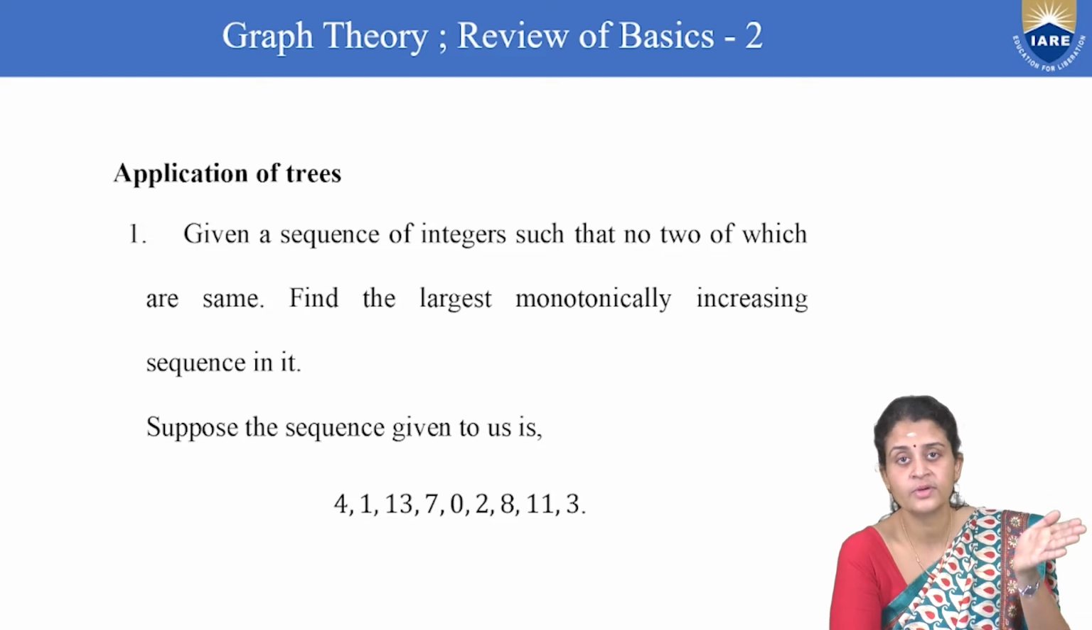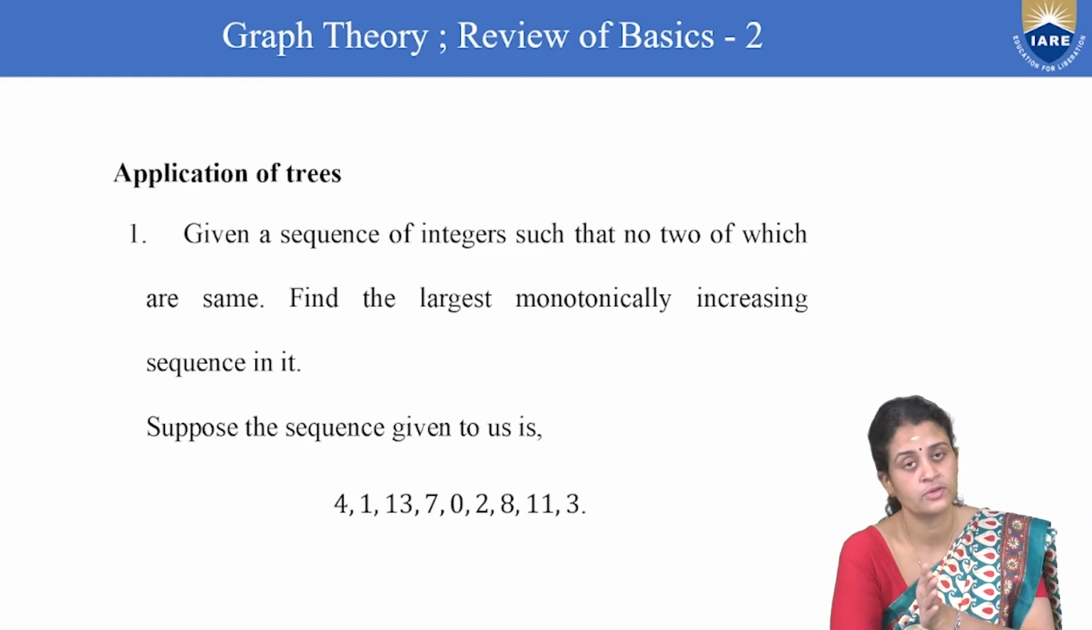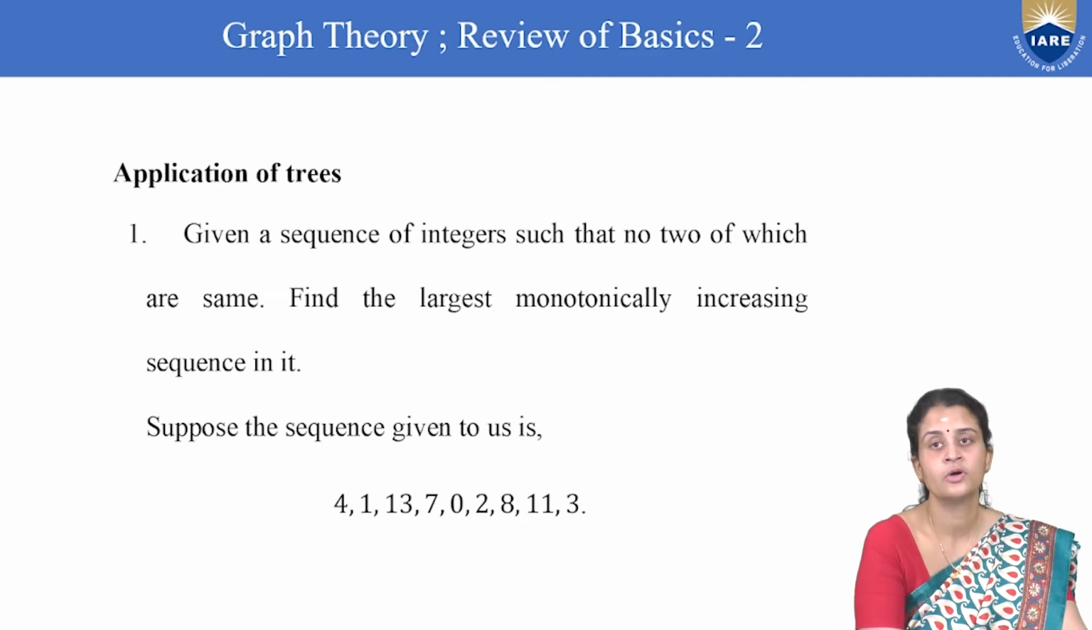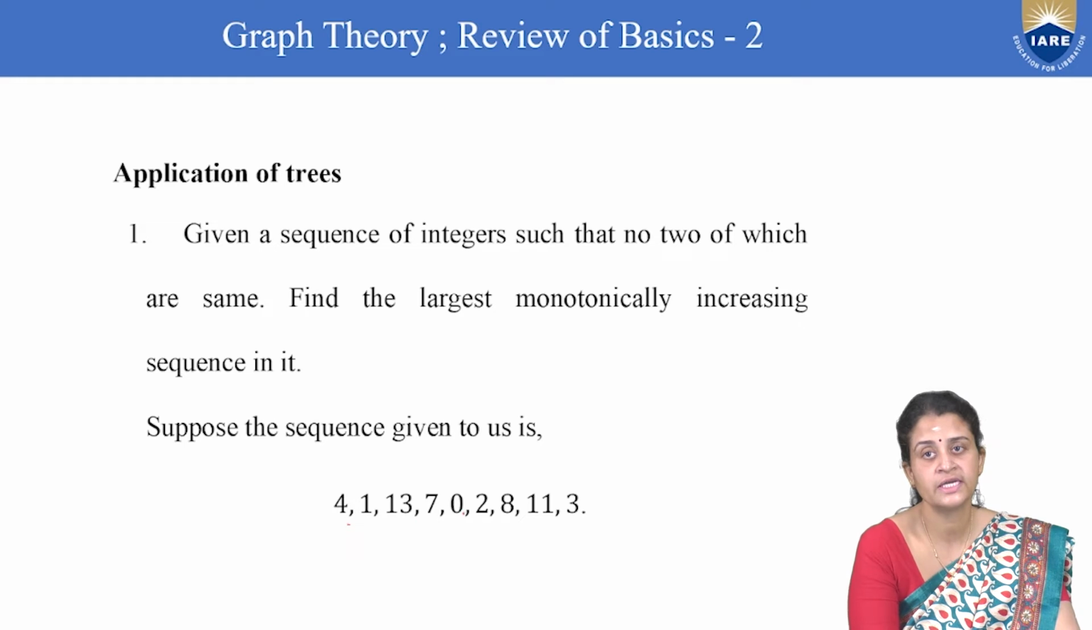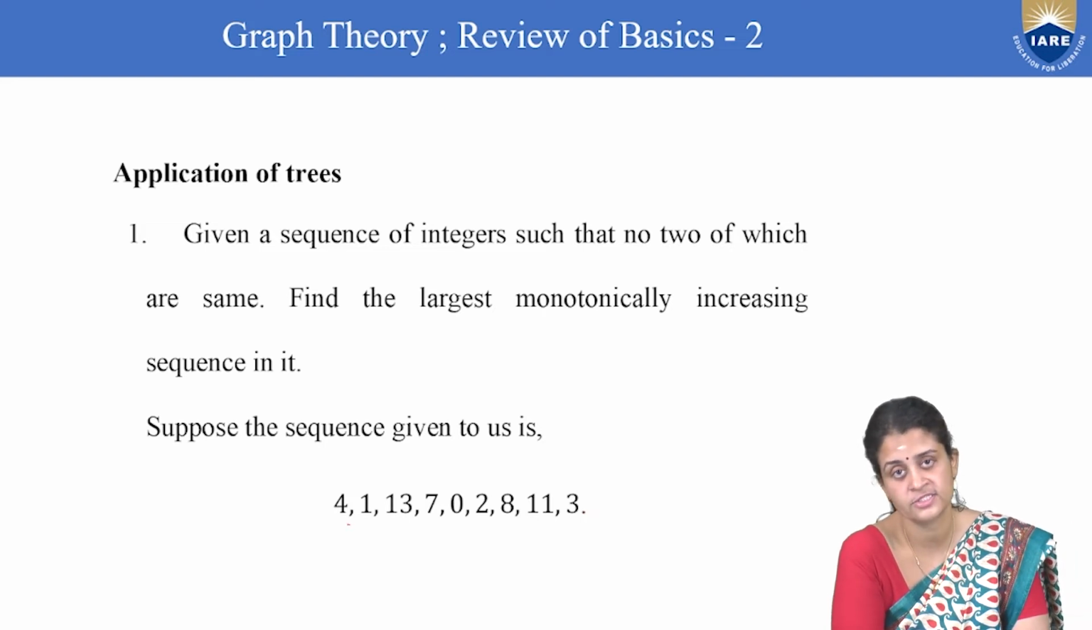Yeah, the first term, the second term will be increasing from the first, the third term will be increasing from the second, and so on. So we have to find such a sequence from that. Suppose the sequence given to us is 4, 1, 13, 7, 0, 2, 8, 11, 3. We have to find a monotonically increasing sequence from that.